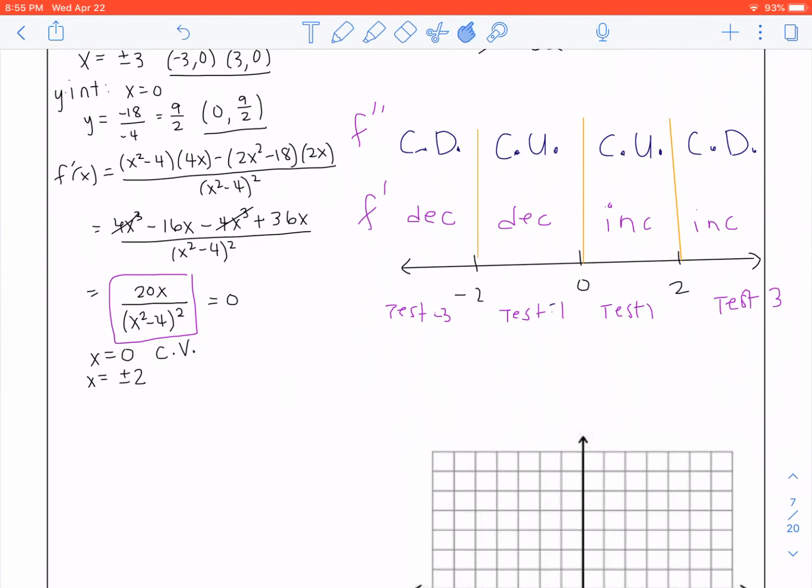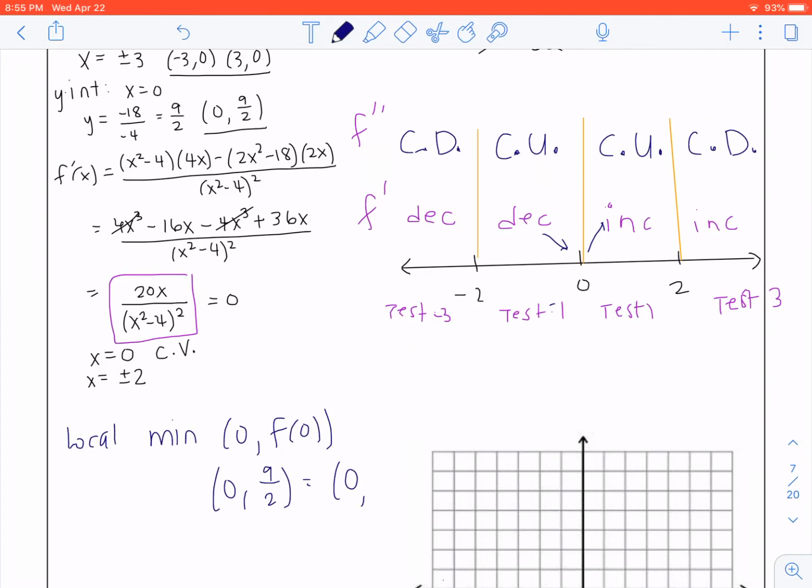So from here, we can figure out where we have any local minimums, local maximums. Looking at this, it goes from decreasing to increasing at 0. So that means we have a local min, and our local min is going to be at 0, f of 0. And when you substitute in 0 into your function, you get 9 over 2 or 18 over 4, whatever way you want to look at it. And if you wanted to write this as a mixed fraction, we're going to end up with 4.5.